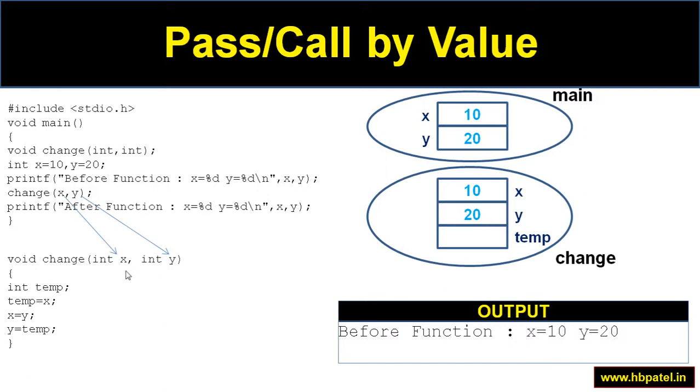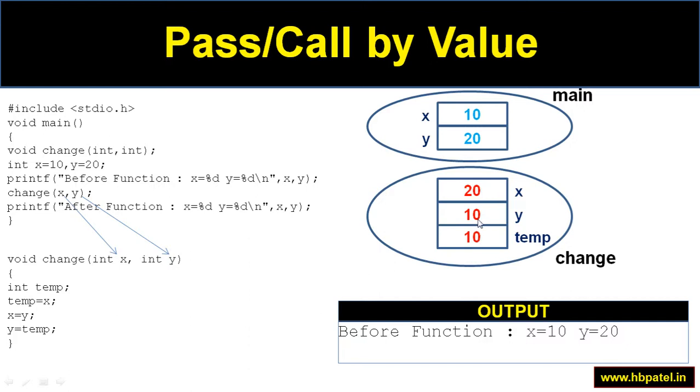And we have a third variable over here, which is temp. So now what am I doing? x is put into temp. So x is copied into temp, that is 10. Then y is copied into x. So this 20 is copied into x. So now x becomes 20. And then the temp value is put into y. So basically it is swapping logic. So x and y are swapped. So now x is 20 and y is 10.